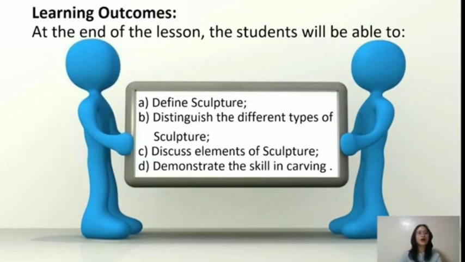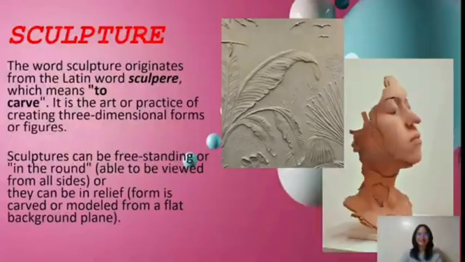For today's video, the learning outcomes at the end of the lesson are that the students will be able to: A. Define sculpture, B. Distinguish the different types of sculpture, C. Discuss elements of sculpture, and D. Demonstrate the skill in carving.